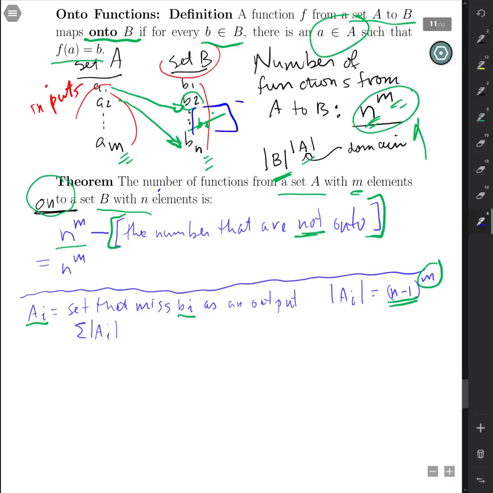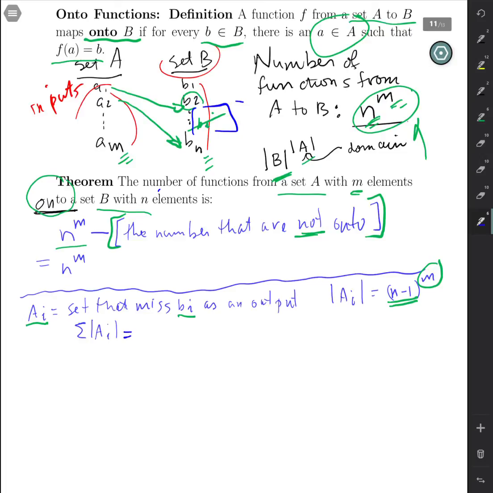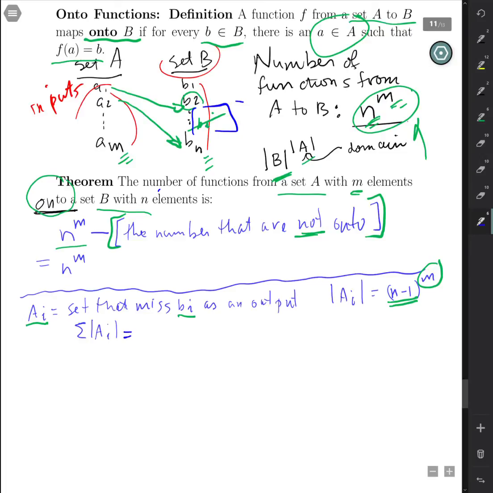So we have n minus 1 to the m, and if we add all of those up, there are n, n for narwhal, different ways we can miss. n different ones we can miss up here above. So there's n choose one that we're going to miss, and then n minus 1 to the m ways that can be missed in a function.